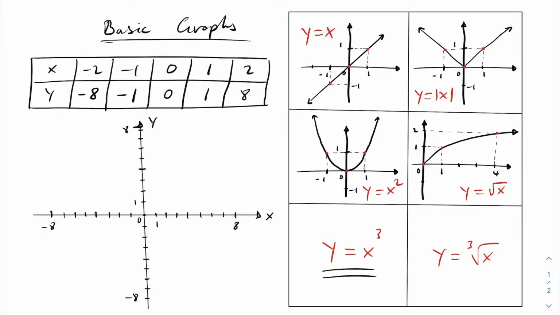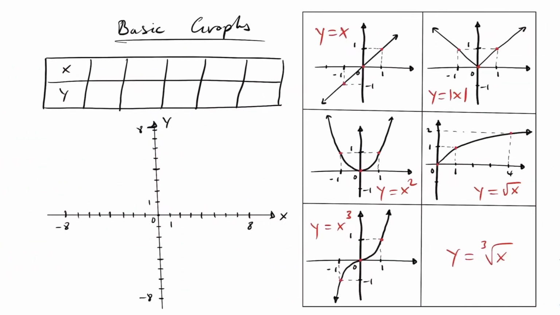And so with that, I'm just going to plug them into my draft here so you can see what the draft looks like. And so -2, -8 is going to be down here. And then -1, -1 is here, then 0, 0, then 1, 1, then 2, 8. And so with this, I can just connect these points, and you can see here now you have the shape of an x cubed graph, and you're done.